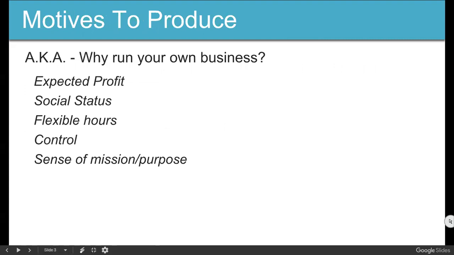Now, why do we do this? Why do you start a business? Maybe I should hit this slide. Why would you start your own business? Why would you start farming, start chicken assassinating, whatever, baking cakes, baking cookies, doing Uber deliveries, whatever work is there? First, is expected profit. Do you know when you're gonna start a business that you are gonna make a profit?